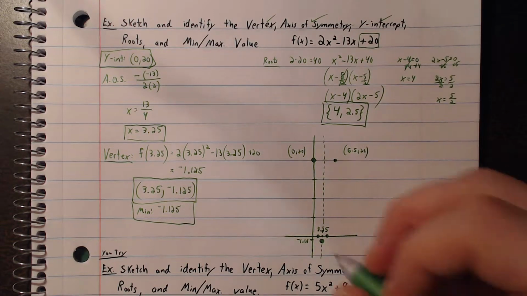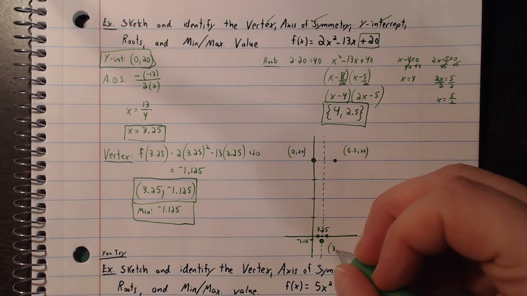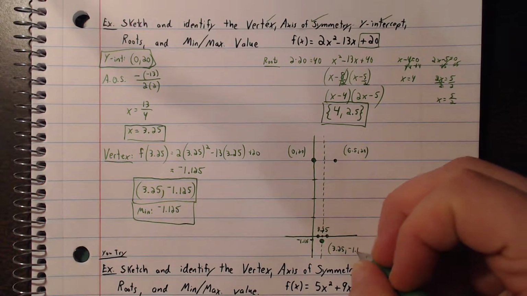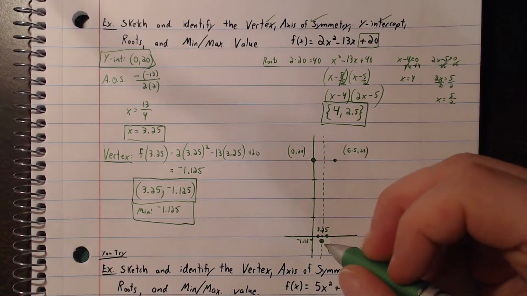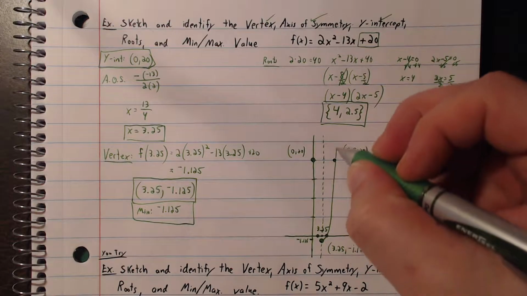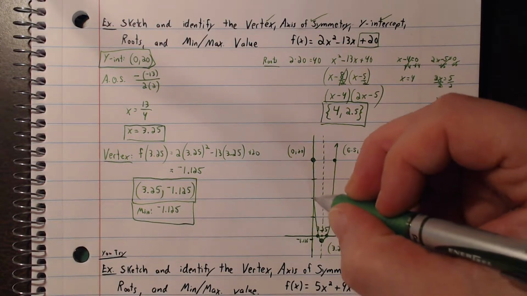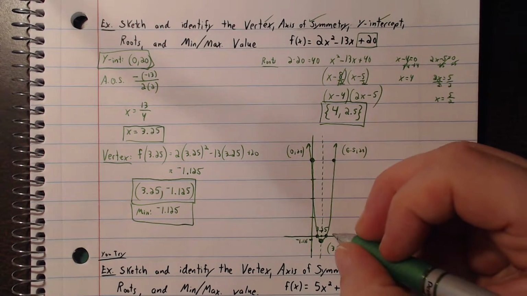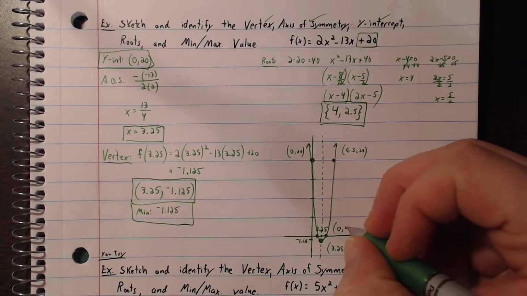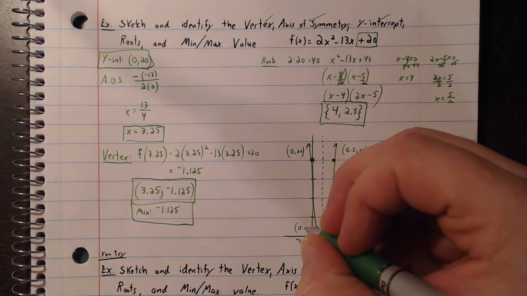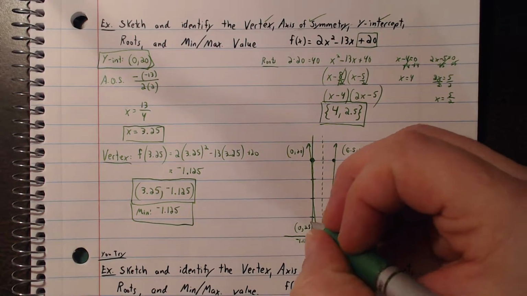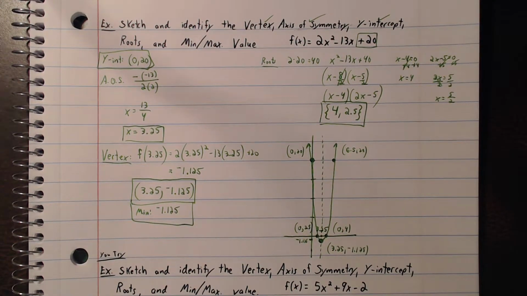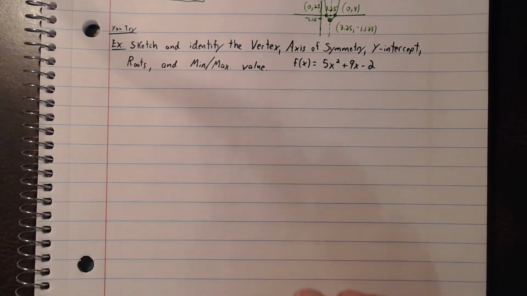This is our vertex at 3.25, negative 1.125. We'll just draw these lines up. This is 0, 4, and this one is 0, 2.5. And there you go. There's your sketched parabola. So there's one more for you to try on your own. Pause this video and resume it when you're ready to check your solutions.